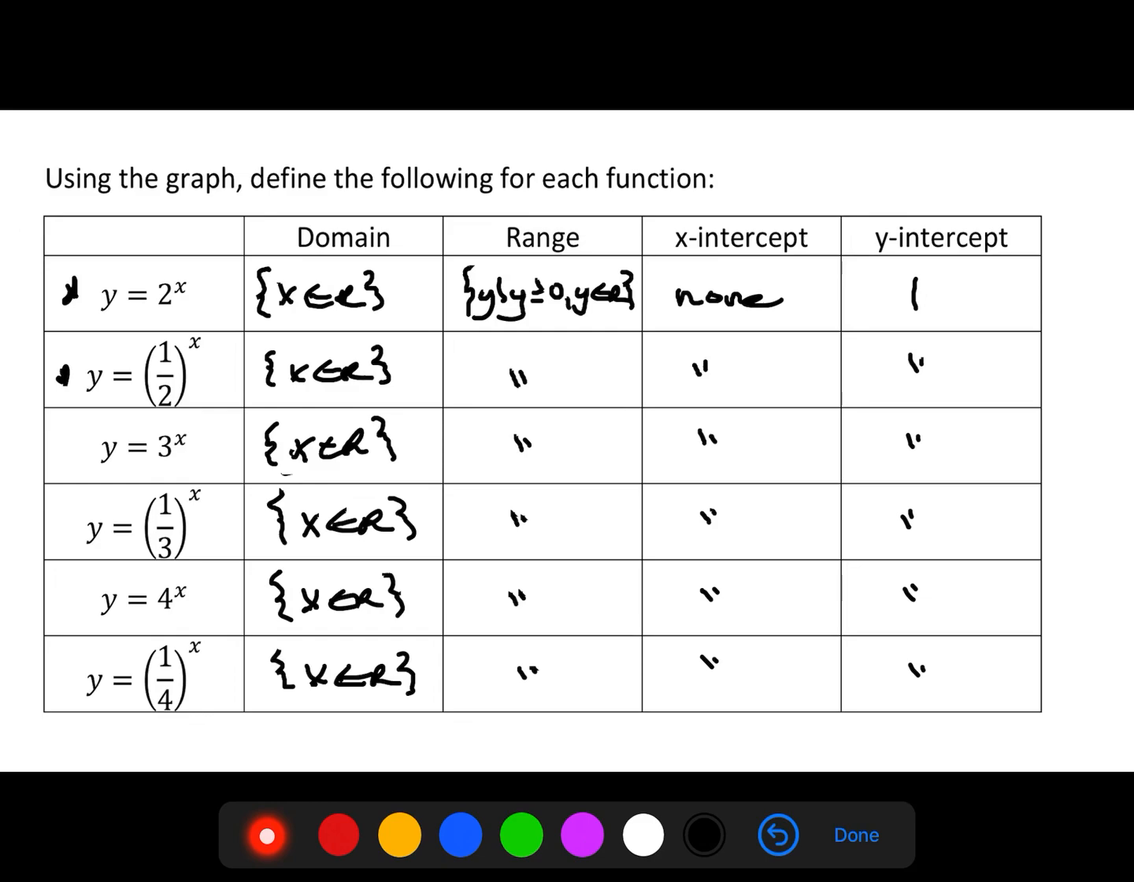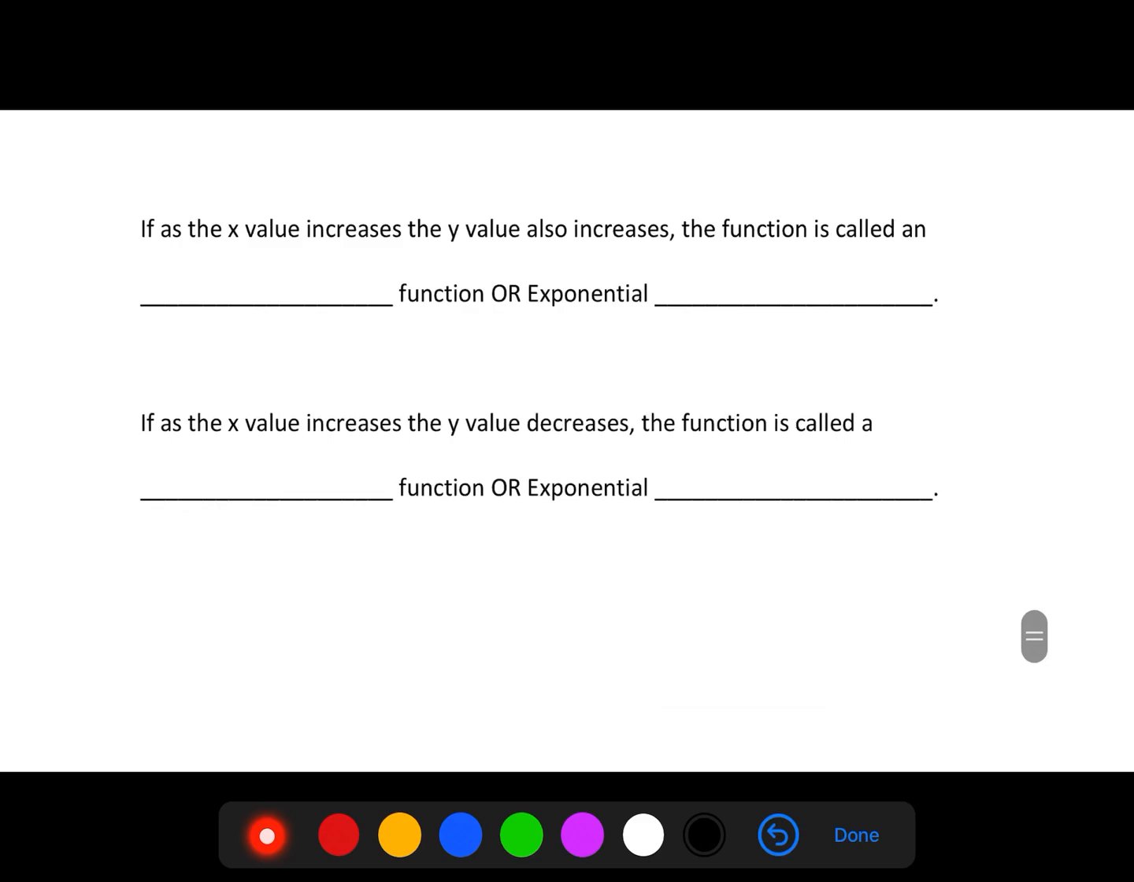So you can see that all of our functions have a lot of the same base properties. So the domain's the same, the range is the same, we have no x-intercepts, and we have a common y-intercept as well. Now, we have two different directions that our functions are going.